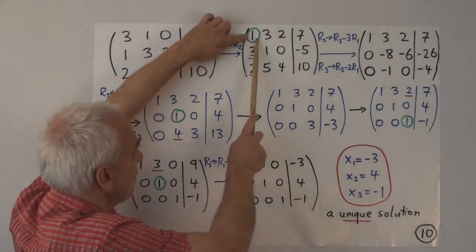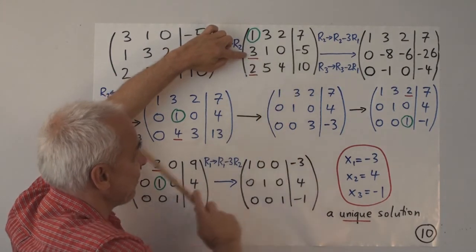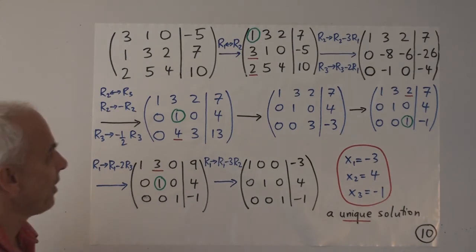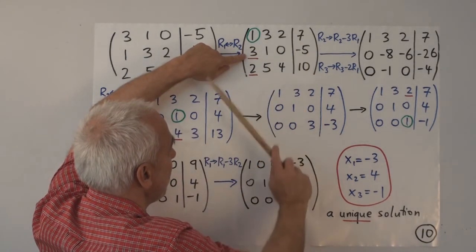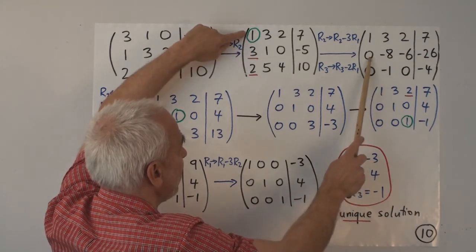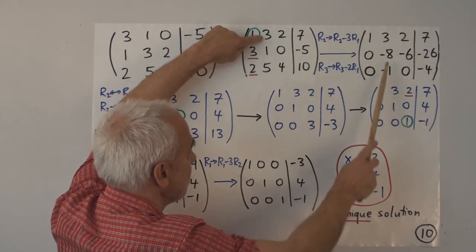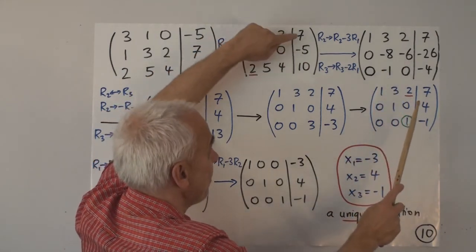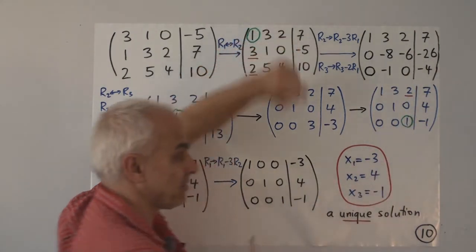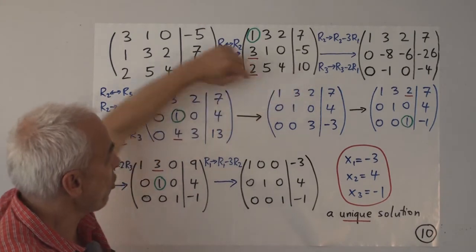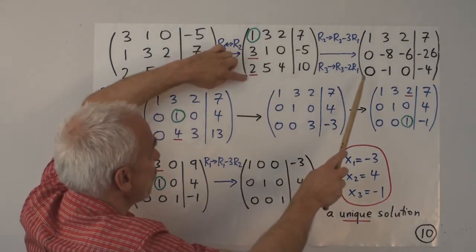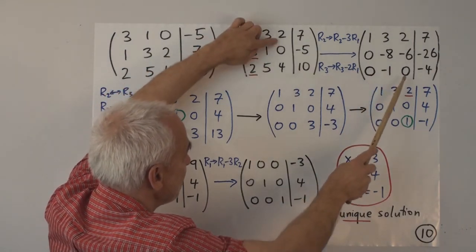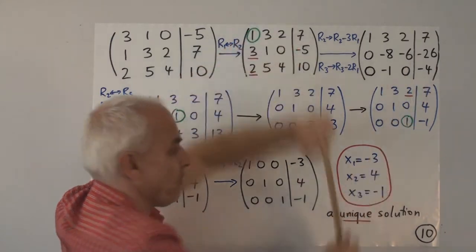Now I'm going to take this row and subtract 3 times it from row 2, and subtract 2 times it from row number 3. So just to show you, this row minus 3 times that. 3 minus 3 times 1 is 0. 1 minus 3 times 3 is minus 8. 0 minus 3 times 2 is minus 6. And minus 5 minus 3 times 7 is minus 26. This third row minus 2 times the first row. 2 minus 2 times 1 is 0. 5 minus 2 times 3 is minus 1. 4 minus 2 times 2 is 0. 10 minus 2 times 7 is minus 4.